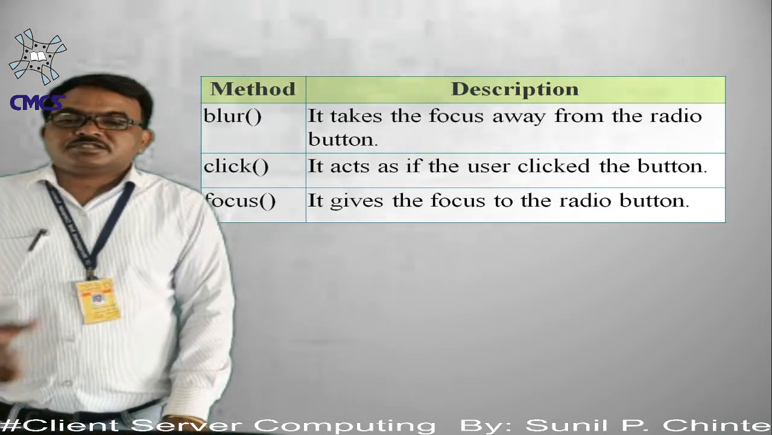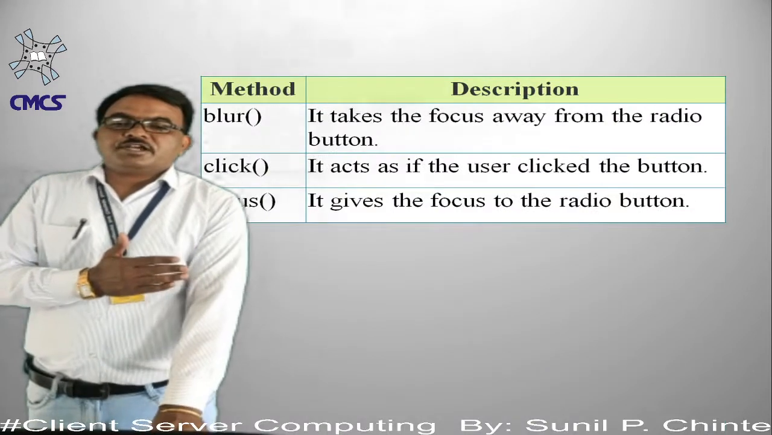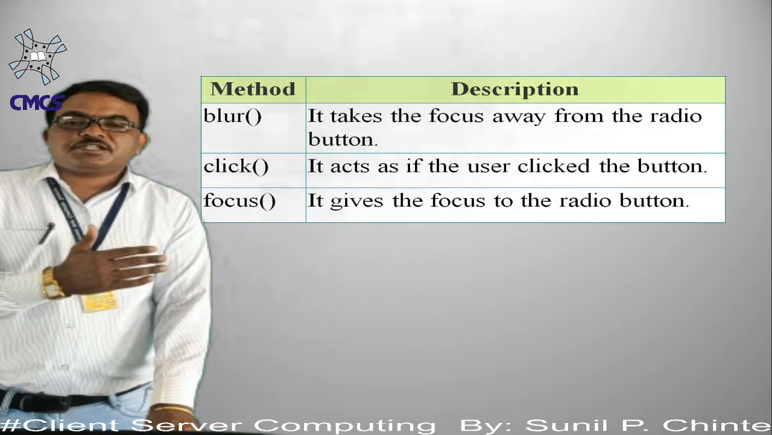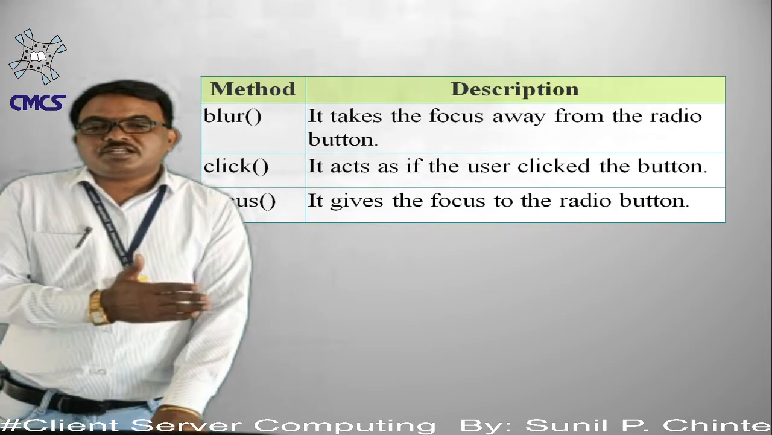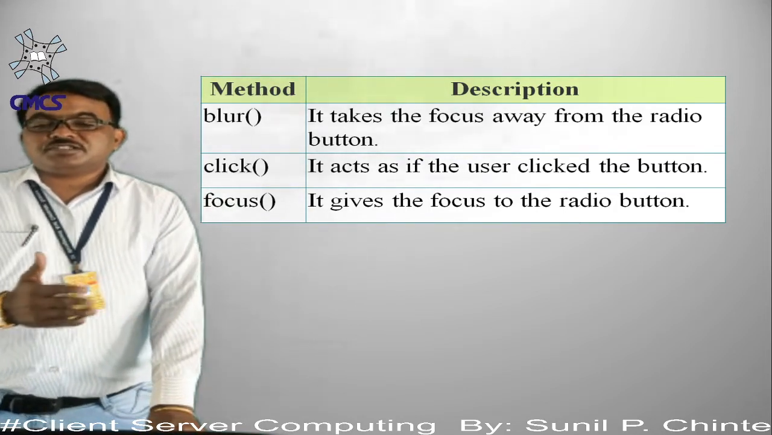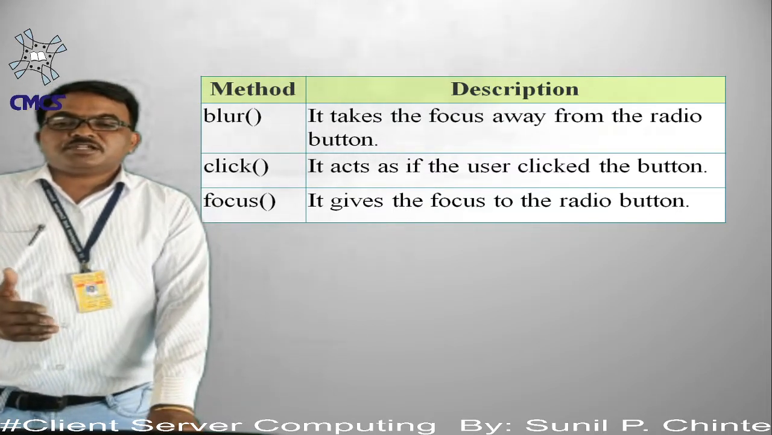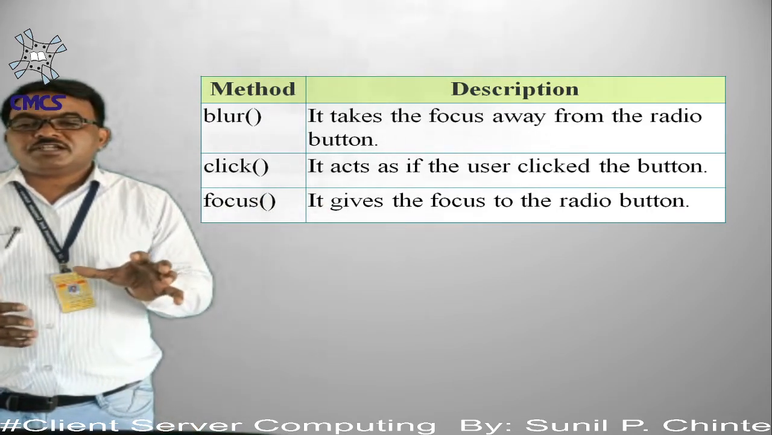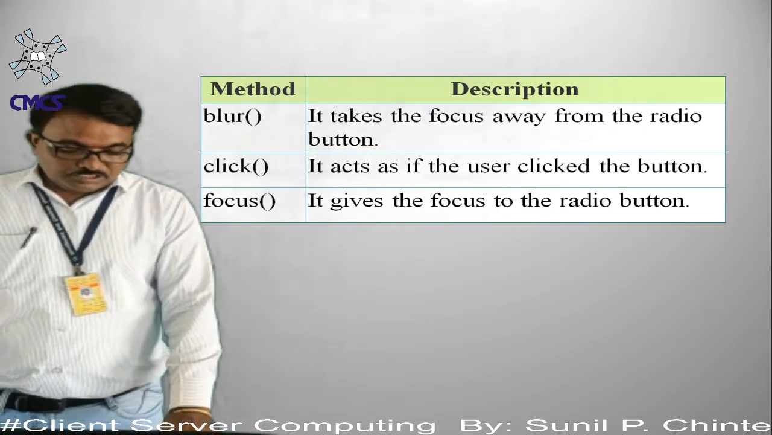The radio button object has methods like blur, click and focus. Blur takes the focus away from the radio button. Click acts as if the user clicked the button, and focus gives the focus to the radio button. So these are the three different methods you can use with radio buttons.